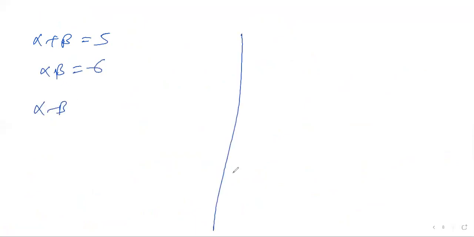Gamma plus delta is equal to how much? The q value, minus 6. Gamma delta is equal to 8. How to find gamma minus delta? By your talent, you tell me.